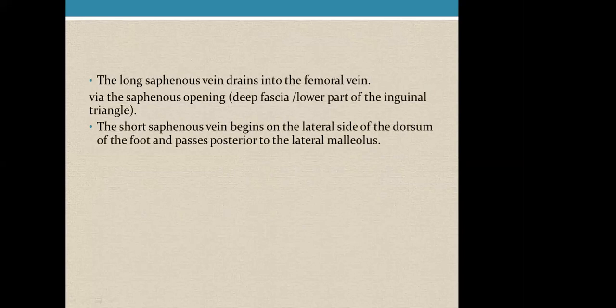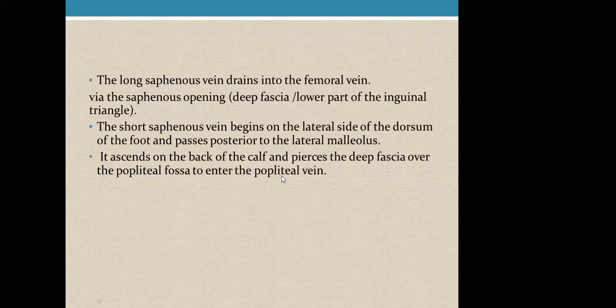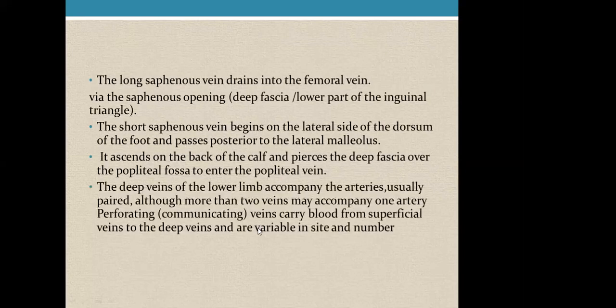The short saphenous vein begins on the lateral side of the dorsum of the foot and passes posterior to the lateral malleolus. It ascends on the back of the calf and pierces the deep fascia over the popliteal fossa to enter the popliteal vein. The deep veins of the lower limb accompany the arteries, usually paired, although more than 2 veins may accompany one artery.